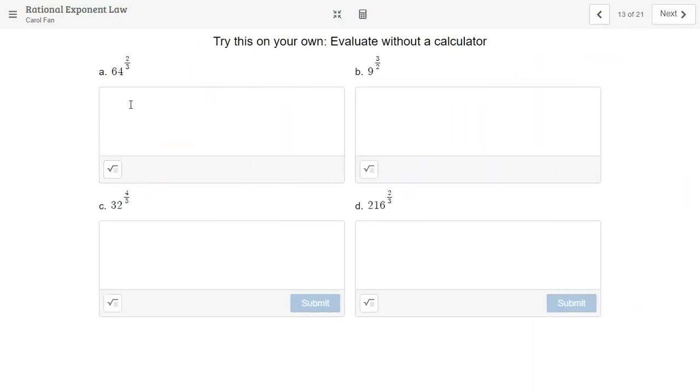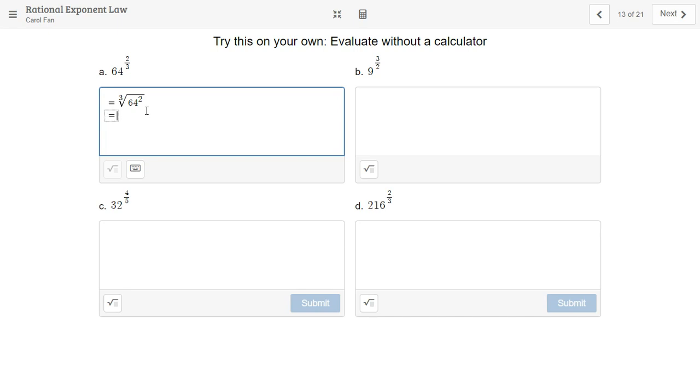I trust that you've had a chance to try some of these questions on your own. Let's take these up before we move on to the next examples. Okay, we have the third root of 64 raised to the power of 2.